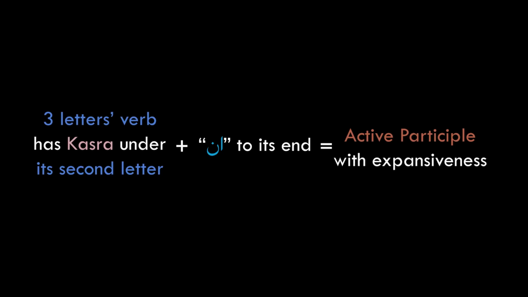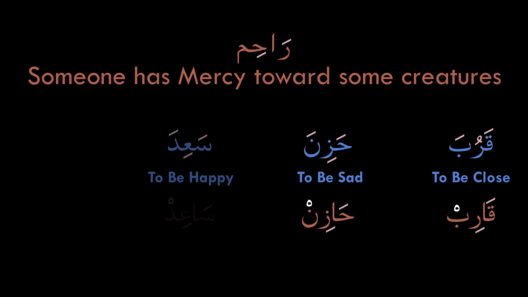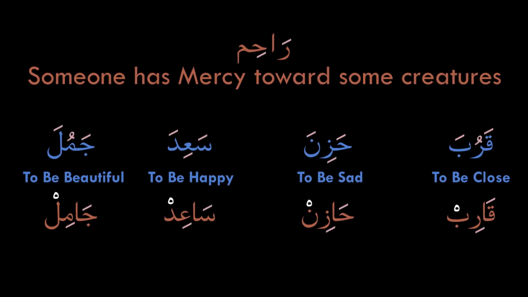What about rahim? Let's also give examples. If you notice, all those verbs consist of three letters, and their second letters have either a kasra under them or a dhamma above them in their infinitive form. But what if a person in particular is closer to you more than the others, either physically or emotionally? Then we say instead of qarib, he is qareeb.